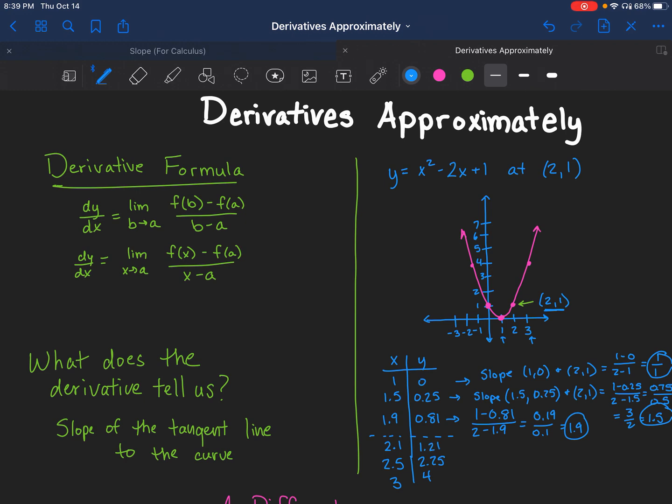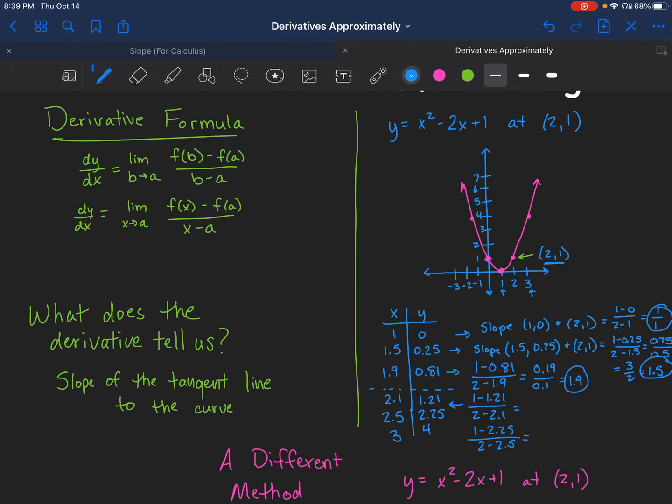Okay, so let's again plug these into my slope formula. I'm not even going to write these down at this point. I'm just going to show my work here. So we're going to do 1 minus 1.21 over 2 minus 2.1 for this first one. We'll do 1 minus 2.25 over 2 minus 2.5, and I'm going to scroll down just a little bit. And for the last one, we're going to do 1 minus 4 over 2 minus 3.